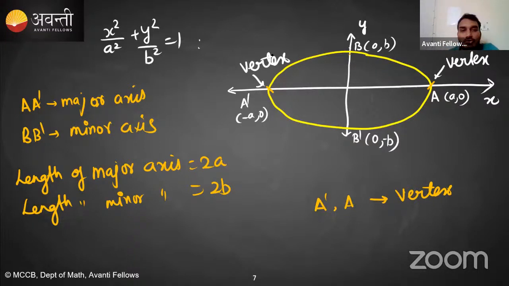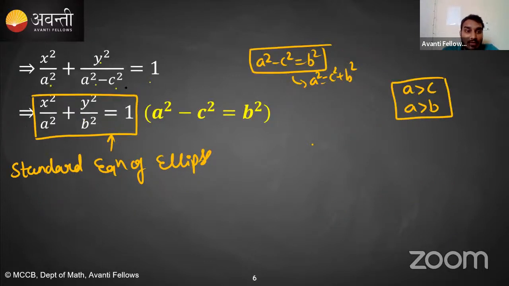Any doubt so far, students? All clear, right? So the standard equation of the ellipse is x square upon a square plus y square upon b square is equal to 1. And keep in mind that in our equation, a square minus c square is equal to b square. So whenever you are writing y square upon b square, you should remember that a square minus c square is equal to b square.